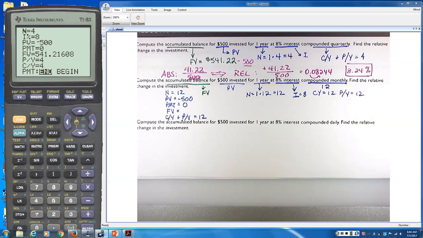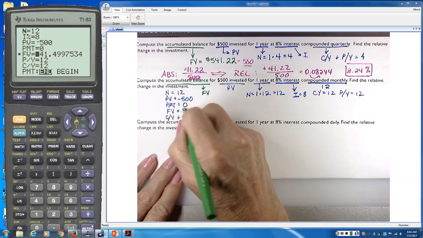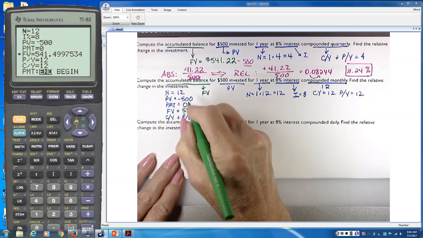So I'm going to go 1 year times 12 compoundings in that year. C/Y is 12. P/Y is 12. And go back up and solve for the new future value. Alpha, enter to solve. And this time, we have accumulated $541.50.